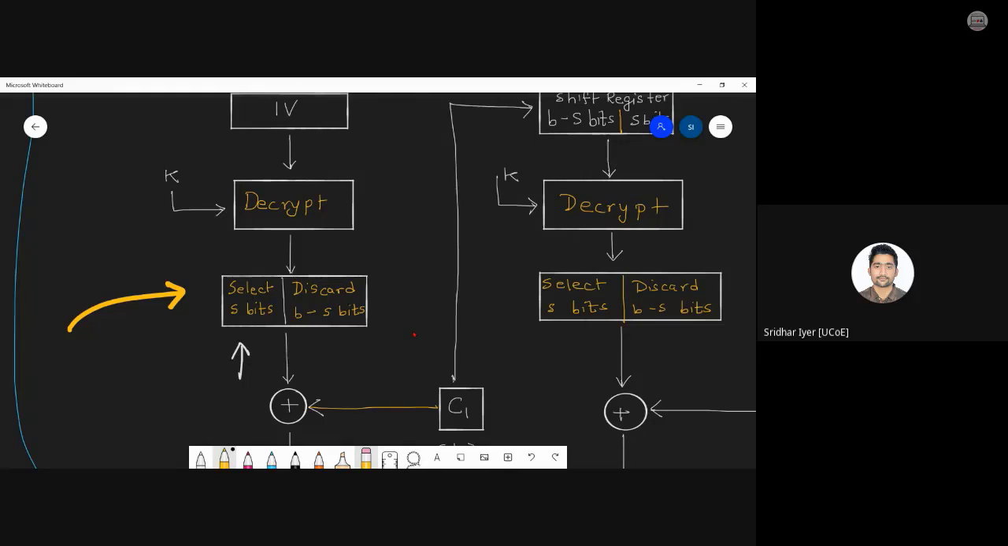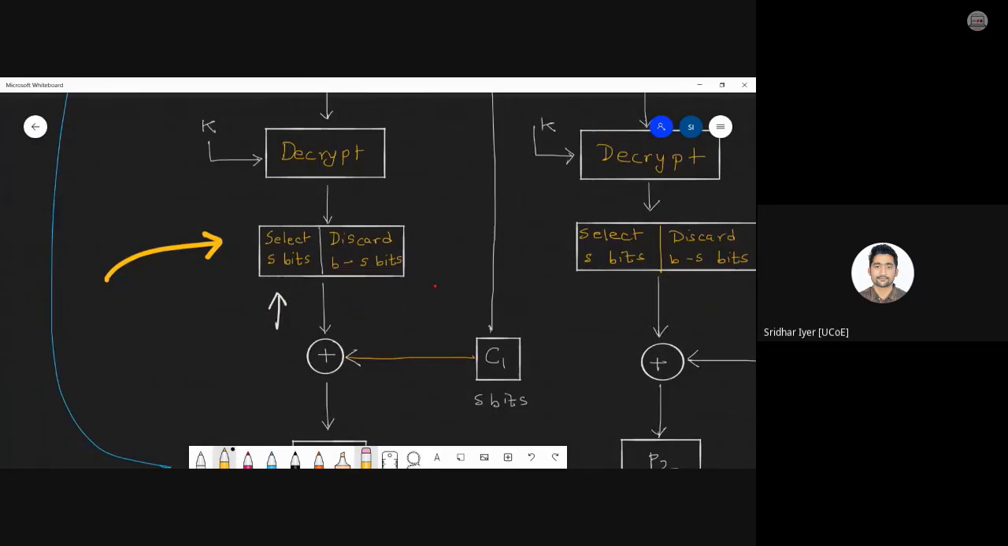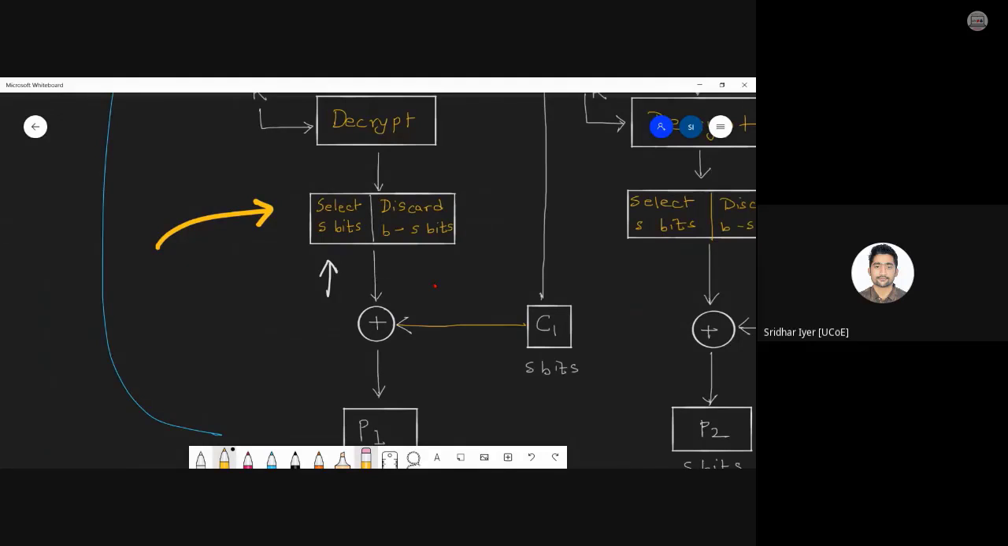Am I clear? Like in the previous case also, we had selected the S bits. Over here also, we are selecting the S bits. We are not bothered about the remaining B minus S bits. That is why it is mentioned over here as discard the remaining bits. So you don't need to worry about the remaining bits. You need to focus only on the S bits. That is the bits we had encrypted while the encryption process was going on. Am I clear? So the same 8 bits you have to select.